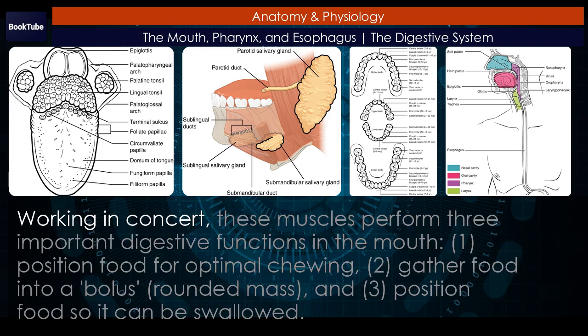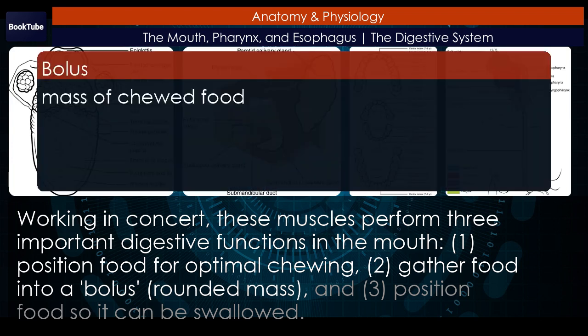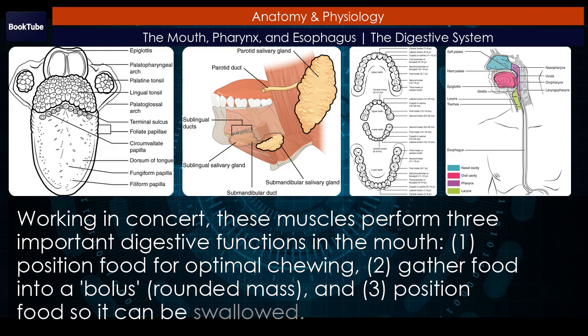Working in concert, these muscles perform three important digestive functions in the mouth. 1. Position food for optimal chewing. 2. Gather food into a bolus, a rounded mass. And 3. Position food so it can be swallowed.